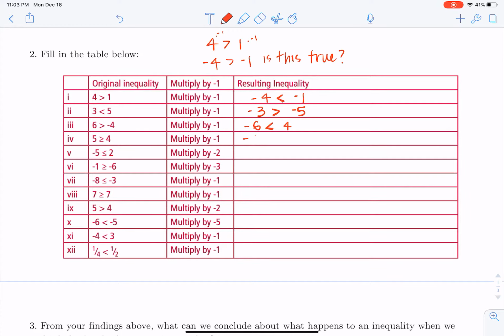This is going to give me -5 and -4. And I know that -4, we can use the symbol that they used before, is less than or equal to, instead of greater than or equal to. Here I can multiply by -2.